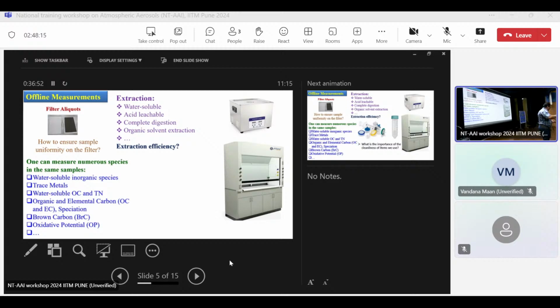Aliquot, when you are taking from here and there, then you can have non-uniformity. But when you are analyzing the whole filter, whatever you have collected is on that filter, right? So whatever good understanding you will have, whatever the way you are collecting and analyzing, your results, your data quality will be accordingly.